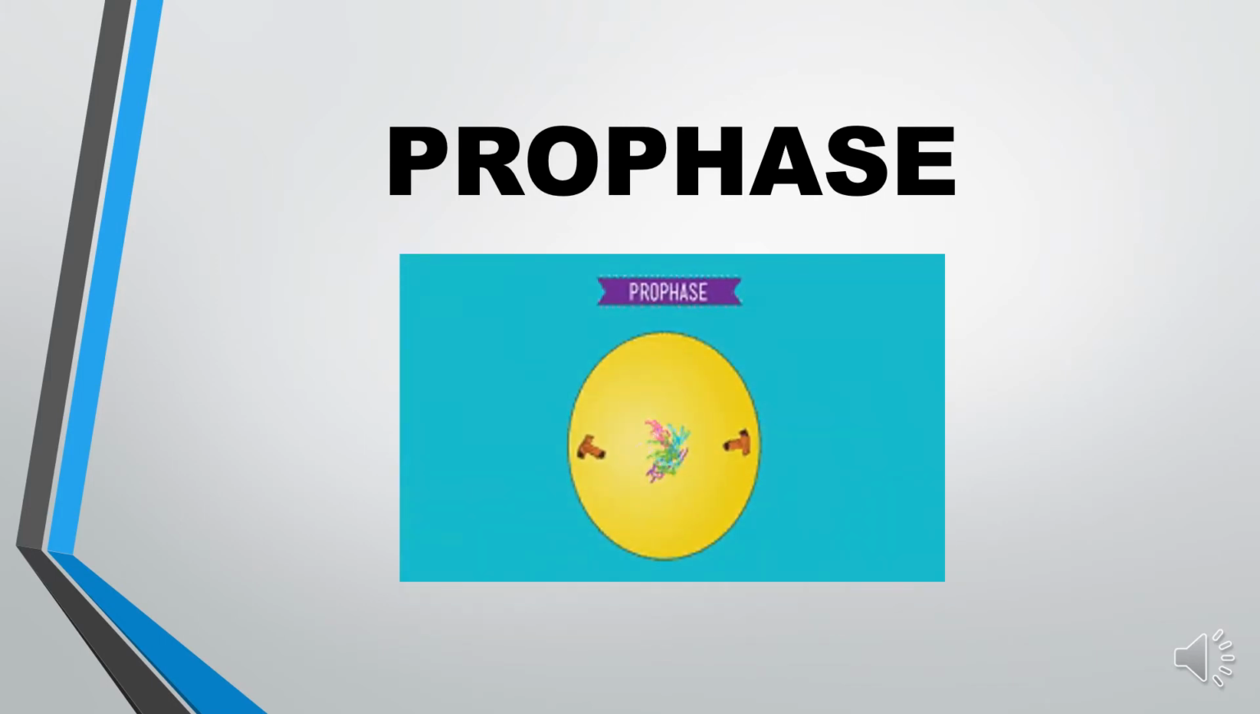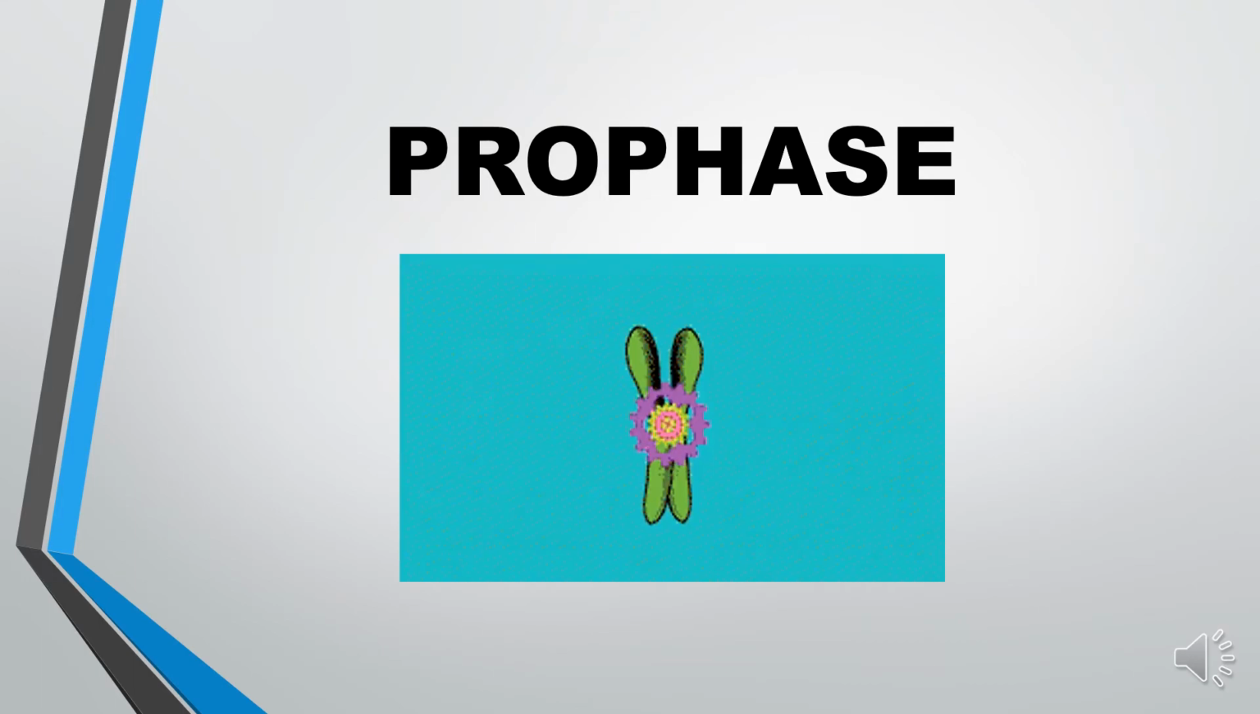You can see in here that the chromosomes are condensing. It's the beginning, and the nucleus is still there. And when I say condensing, the chromosomes become visible. The chromosomes are thickening. So that's the chromosomes, chromatids, and the centromere.